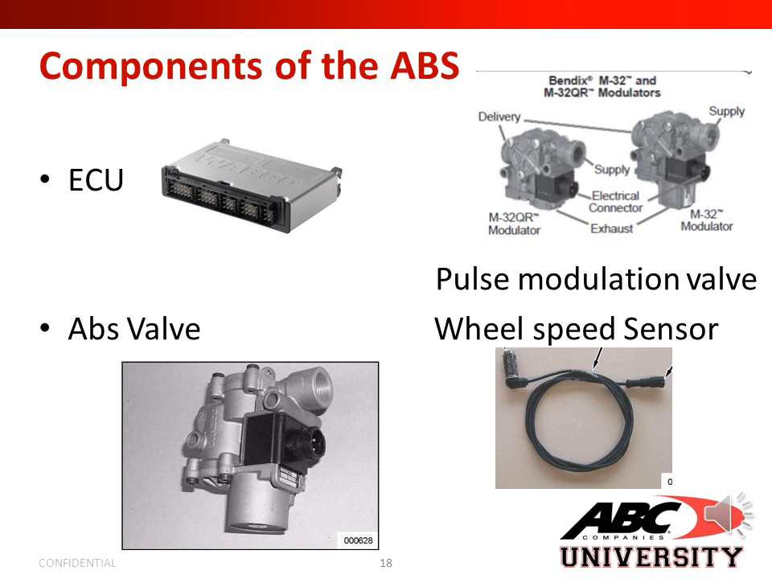Next, we'll go over some of your components of the ABS system. The picture to your far left is for your ECU. To the right is your pulse modulation valve. To the bottom, to the left, you have your ABS valve, and next to that, you have a picture of your wheel speed sensor.